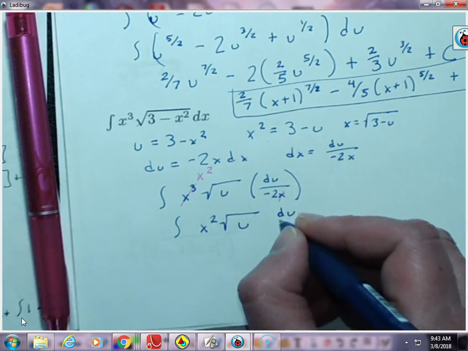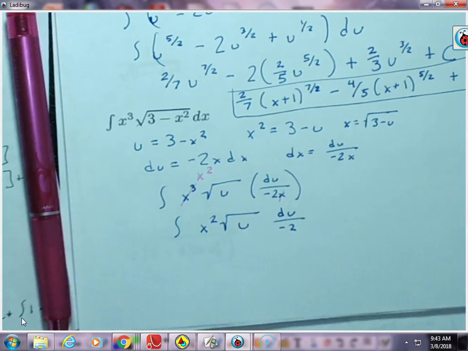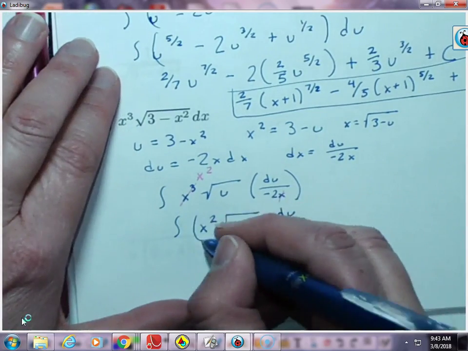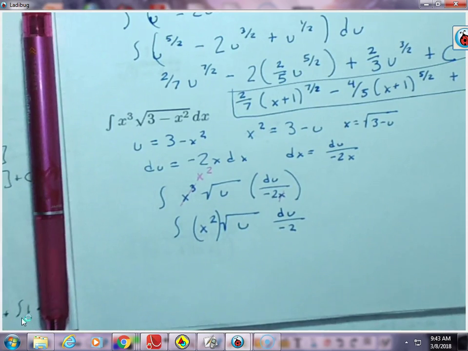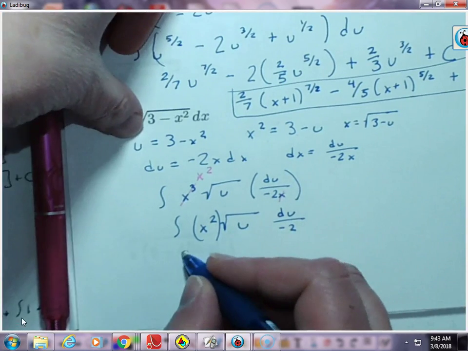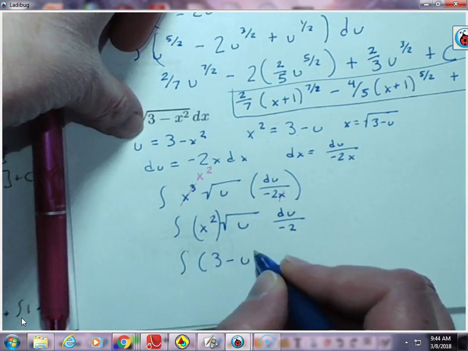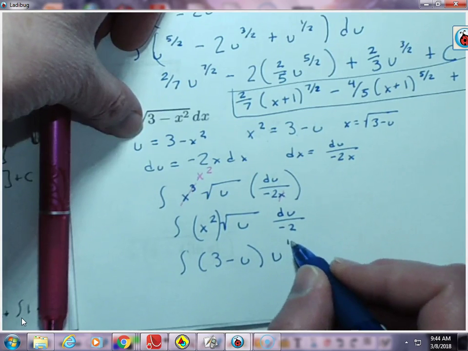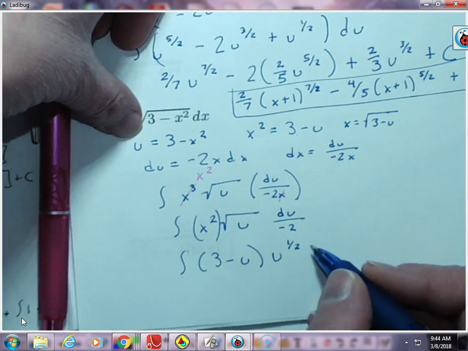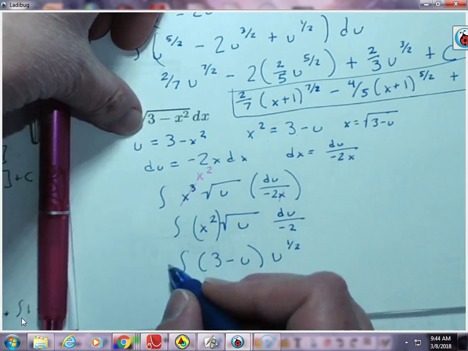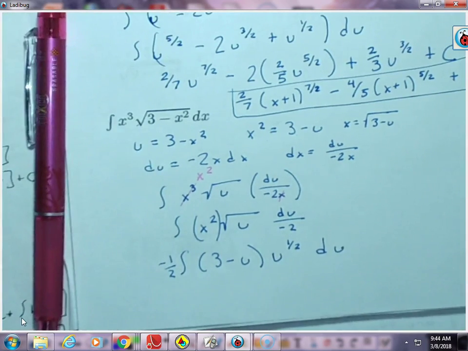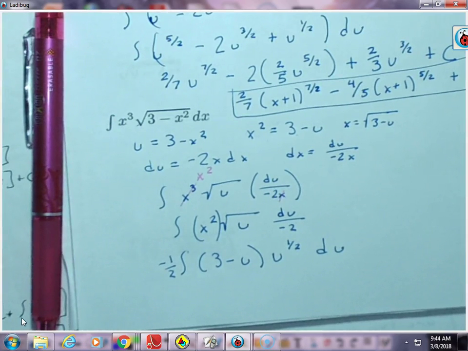So what do we got? Du over -2? Okay, by the way, that's x squared. Can you tell that? Okay, so instead of x squared, I can put 3 minus u. And what do you think about the u? And what do you think about that -2 in the denominator? Let's take that out of there. Okay, and then that's going to be easy.